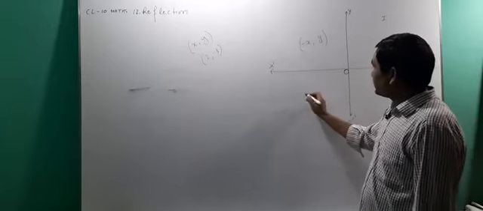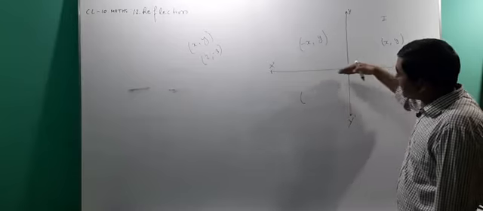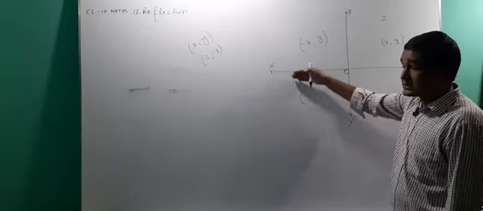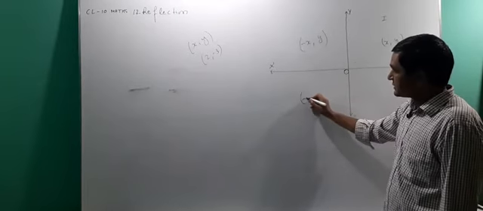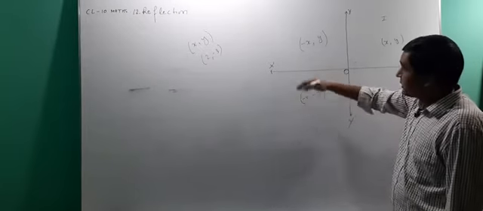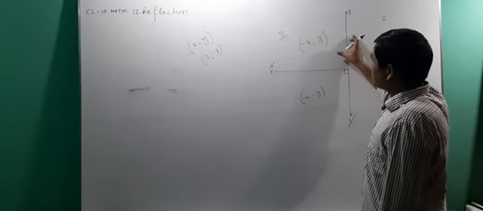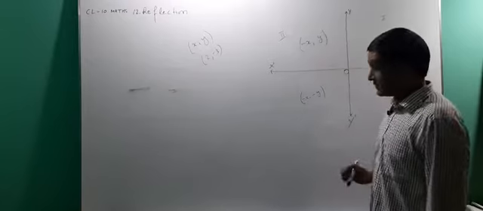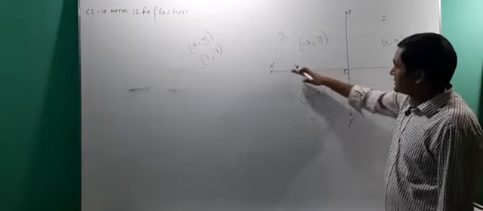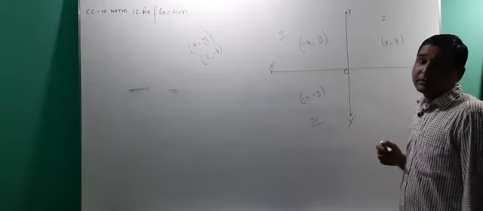Then the third quadrant. The third quadrant means the region between the negative axes: x-axis negative, y-axis negative. Both axes are negative. That means the coordinate is minus x, minus y. This is the second quadrant, where x is negative and y is positive. In the third quadrant, both the axes are negative, that's why x is negative and y is negative.